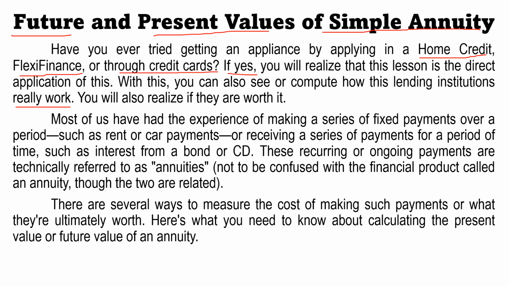Most of us had the experience of making a series of fixed payments over a period, such as rent or car payments, or receiving a series of payments for a period of time, such as interest from a bond or CD. These recurring or ongoing payments are technically referred to as annuities, not to be confused with the financial product called an annuity, though the two are related.